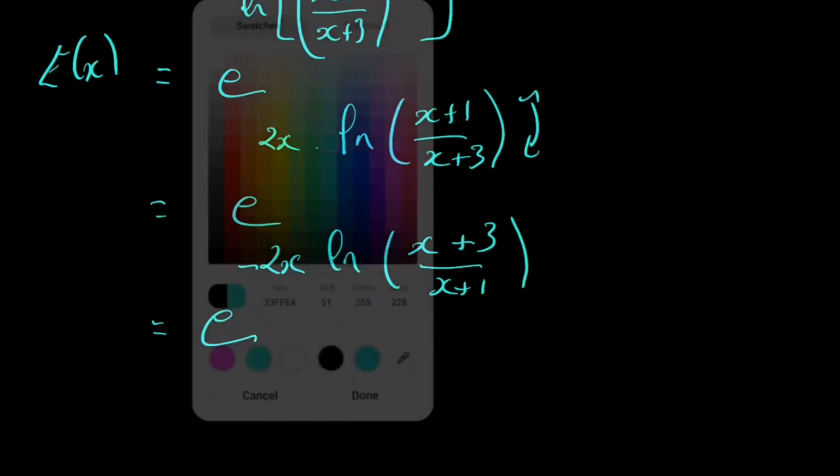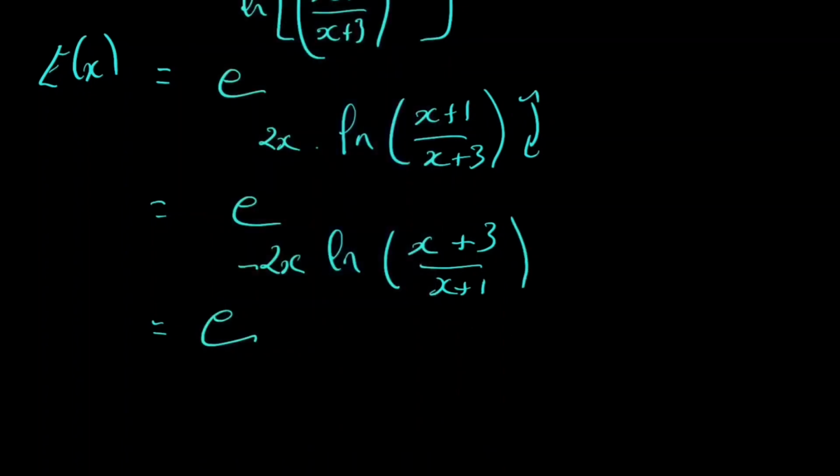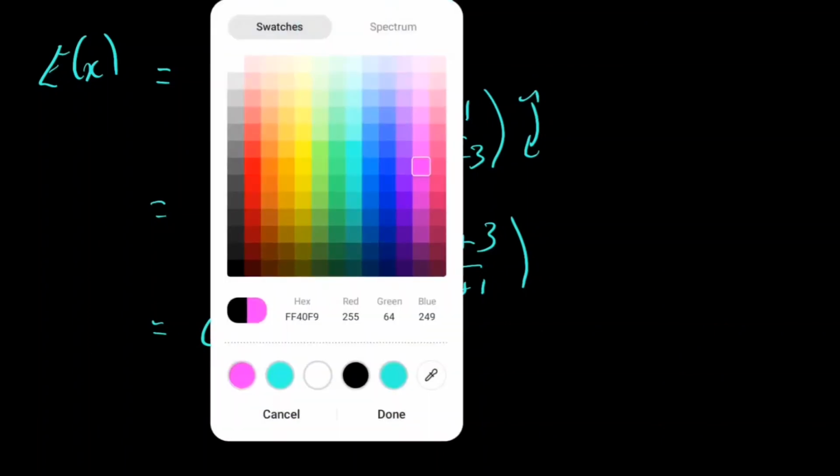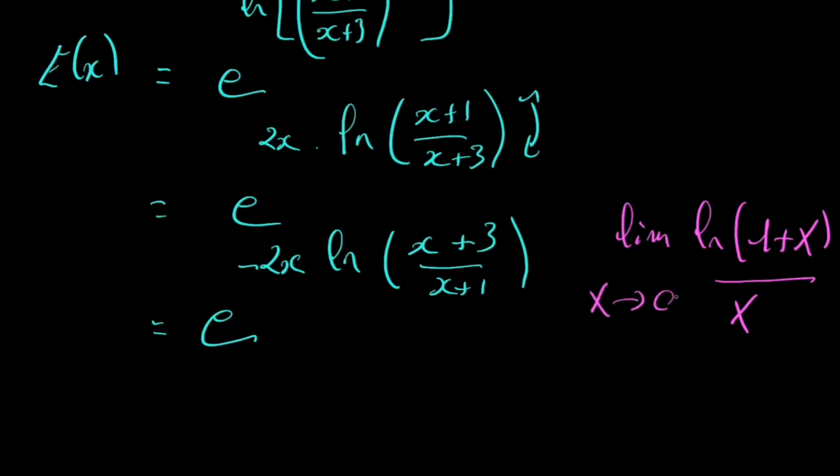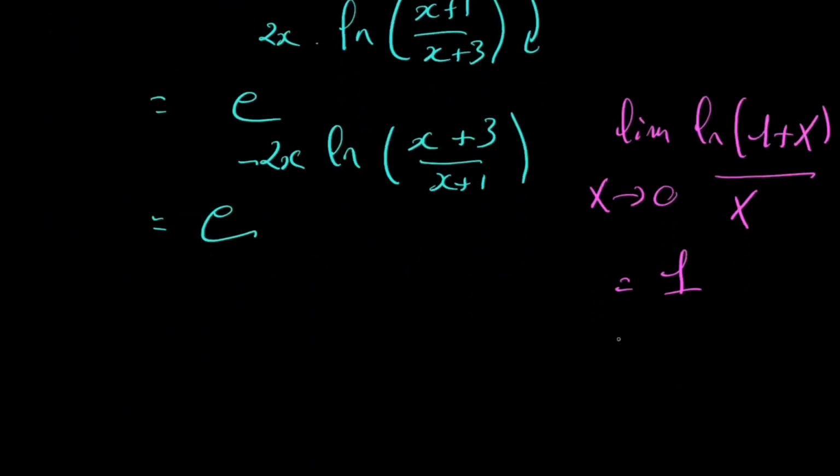And what do we want to have now? We know that the limit of logarithm of 1 plus x over x when x tends to 0 is equal to 1, because this is equal to ln of x prime evaluated at x equal to 0, since this is the definition of the derivative.